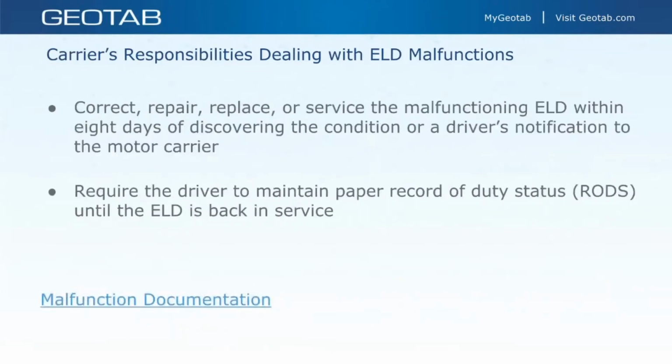Now, these are the carrier's responsibilities when dealing with these malfunctions. After they've been notified in writing by the driver, it's the carrier's responsibility to correct, repair, replace, or service the malfunctioning ELD within 8 days of discovering the condition or a driver's notification to the motor carrier. The carrier must require the driver to maintain paper record of duty status until the ELD is back in service, again for a maximum of 8 days.